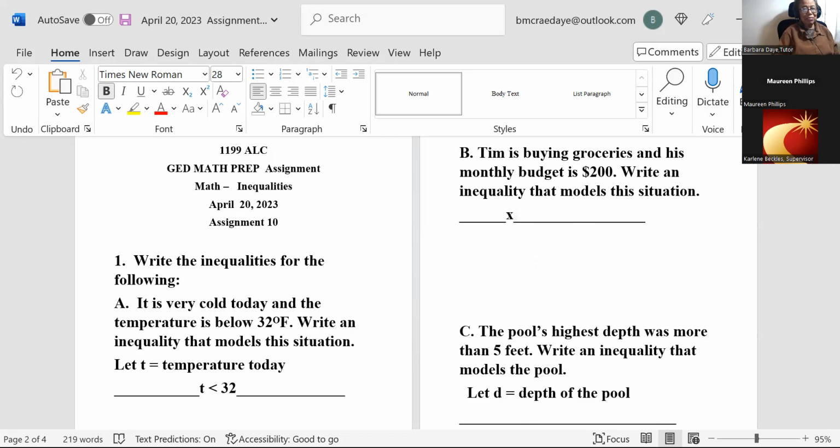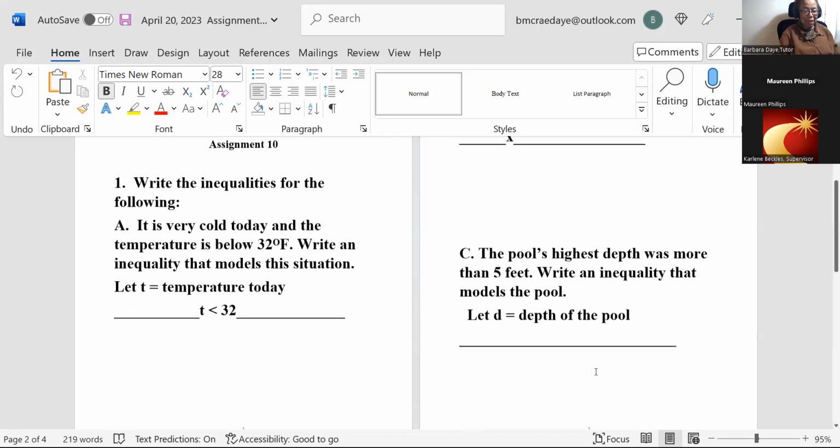Greater than? If your budget is $200, can you spend more than 200? No, less than. So what would it be? Less than $200. Less than and what? Or equals. That's right, because he could spend 200, but he can't spend more than 200. So it has to be X less than or equal to 200.